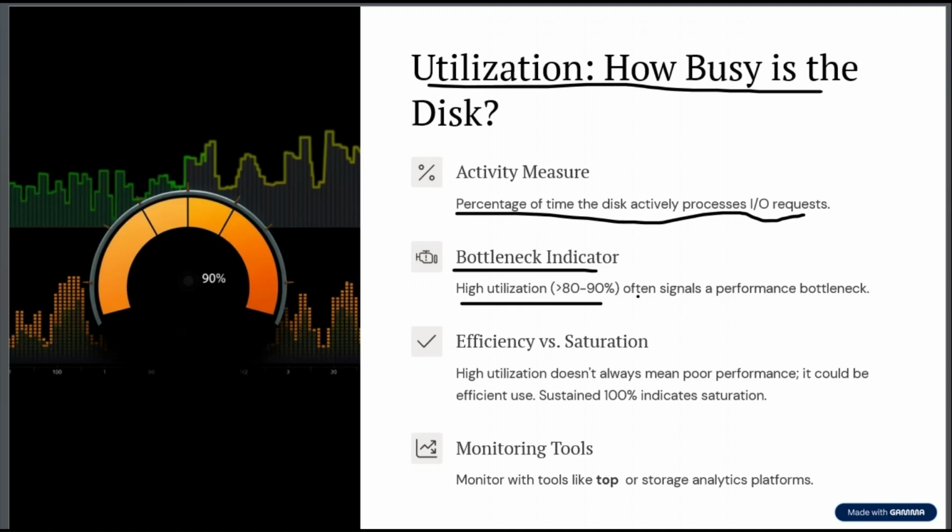Efficiency versus saturation. High utilization does not always mean poor performance. It could be efficiently used. Sustained 100% indicates saturation, meaning if our disk is 100% filled, then it is the saturation condition. While if it is highly utilized, it doesn't mean it is of poor performance. It means we are using it efficiently. Monitoring tools: monitor with tools like top or storage analytics platforms.